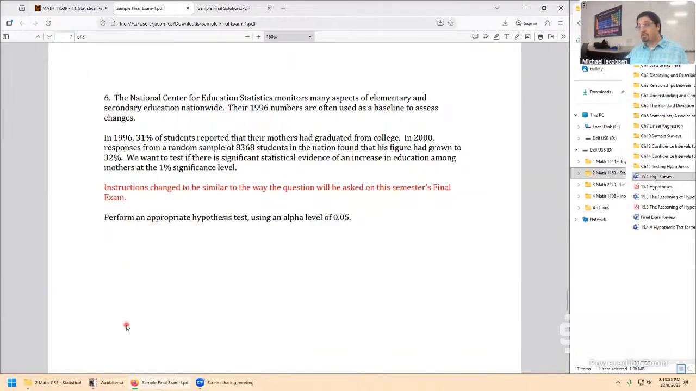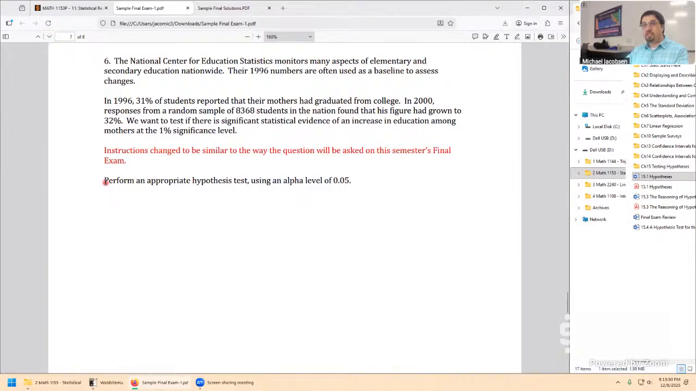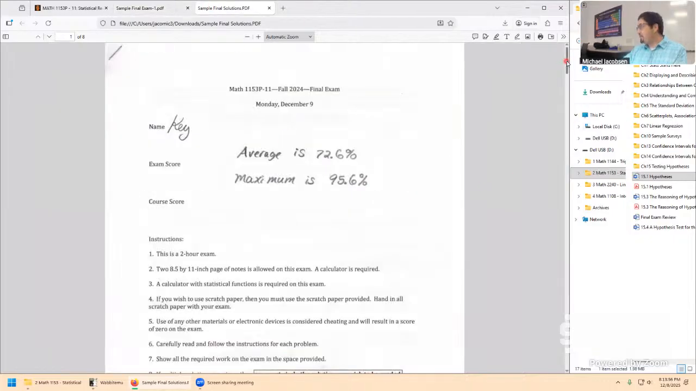The actual question looks a little different. The problem is not bad. It's a standard problem like the ones that we've done in class. I've seen the question they're asking on the final, but this is what the question looks like: perform the appropriate hypothesis test at a certain alpha level. And that's not the worst thing in the world, but that's tough to do when you're still just learning this content.